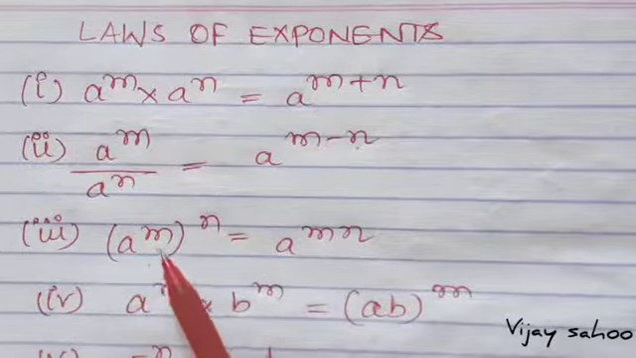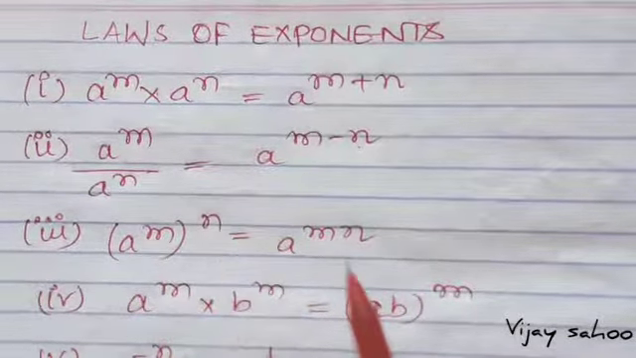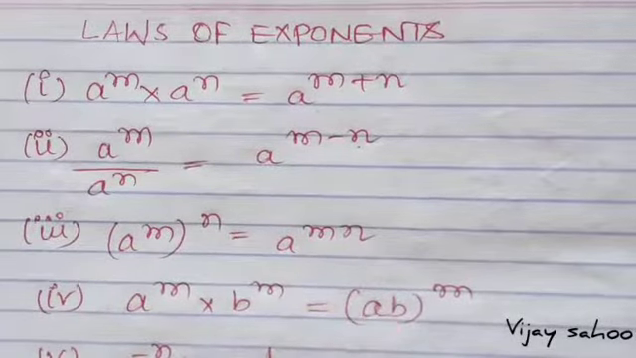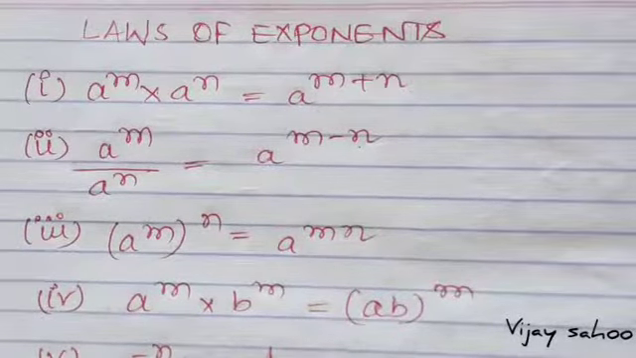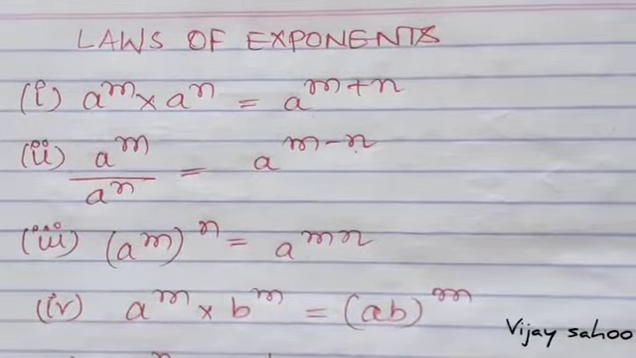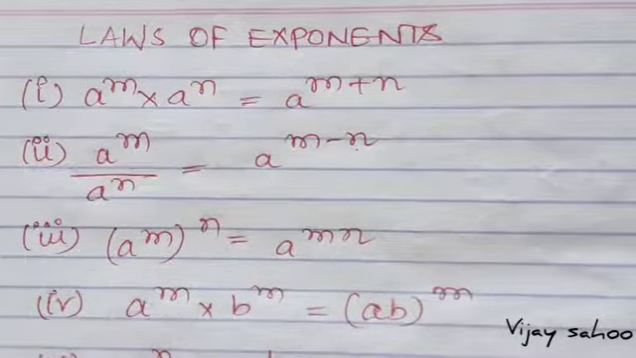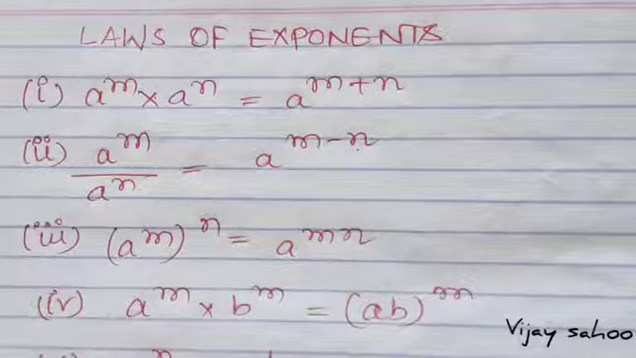So you can see here that a power m and again a power n is there, so it is multiplied here: a power m n. Now the fourth one, a power m into b power m. You could see that the power is the same here, so if the power is the same, then your base values will be multiplied.